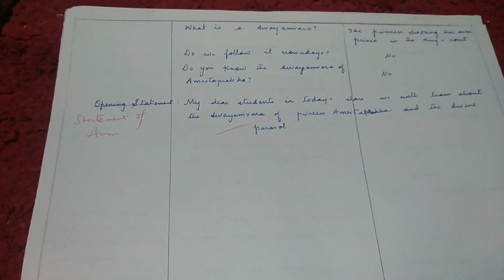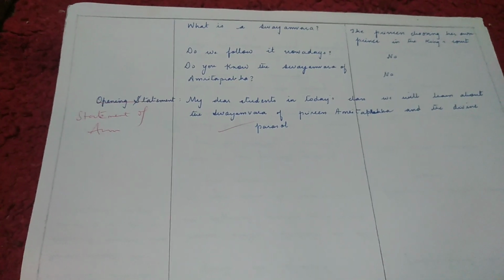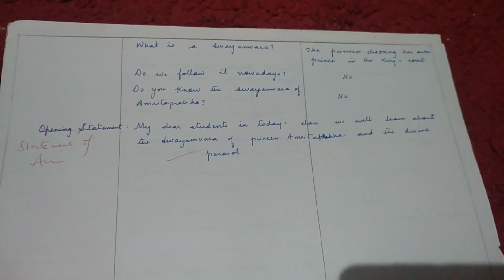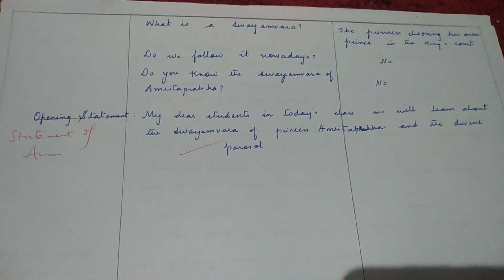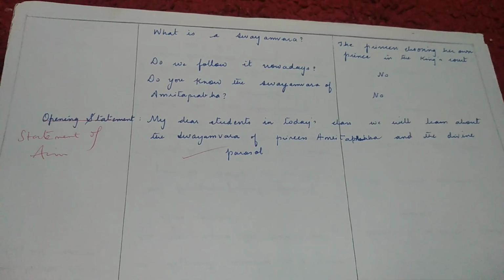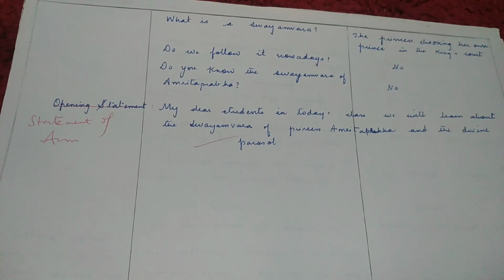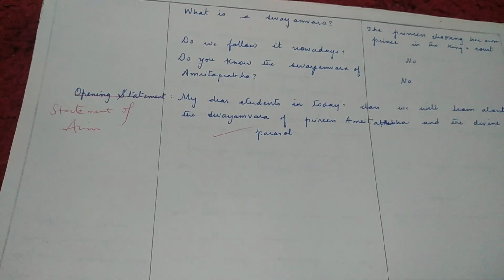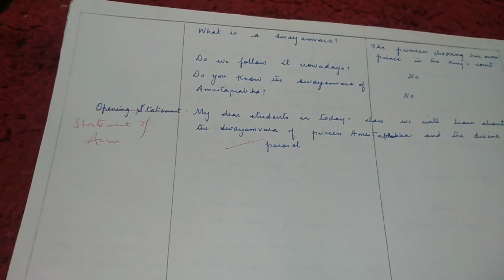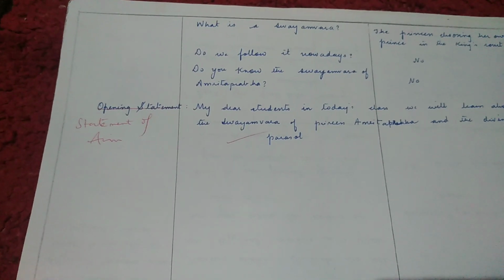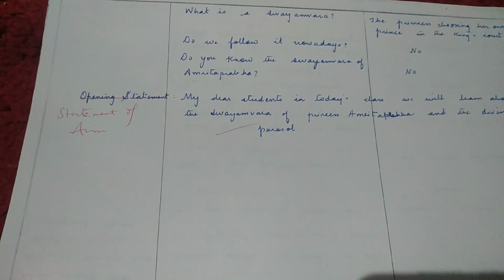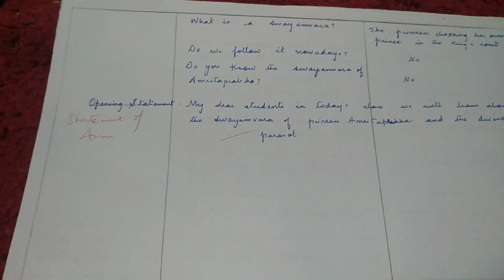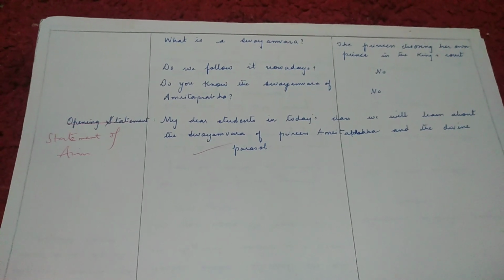They'll say yes. You would go directly to a question which is related to your topic as well as connected to the previous question. What is a Swayamvara? The students would say, this is nothing but the princess choosing her own prince in the king's court. Or you can ask something like this: in the time of the kings and the queens, this Swayamvara used to happen. Do we still follow this nowadays? They would say no. And you can ask again, do you know the Swayamvara of Amrita Prabha? They would say no.